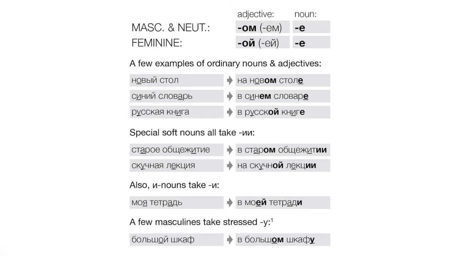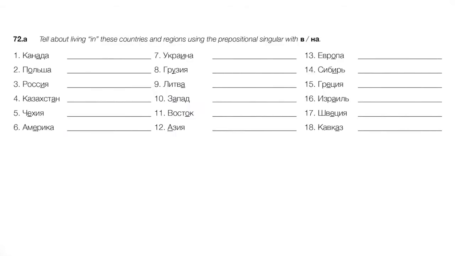Let's review a bit from yesterday, talking about being in these countries or in these places. This will get prepositional singular. В Канаде, в Польше, в России, special soft feminine, в Казахстане, в Чехии, в Америке, в Украине, в Грузии. Of course, we have a lot of special soft feminines here, so they're taking -и. В Литве. And now these continents are going to take на. На Западе, or here, points of the compass. На Востоке.